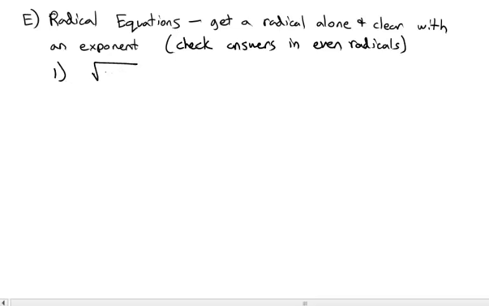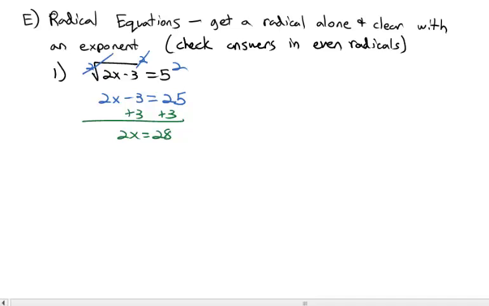So starting really simple, if we have the square root of 2x minus 3 equals 5, the radical, you'll notice, is alone. The opposite of a square root is a second power. We will square both sides so that second power and second root undo each other, leaving behind 2x minus 3 equals 5 squared, or 25. Add 3 to both sides to get 2x equals 28. And finally, divide both sides by 2 to get x equals 14.